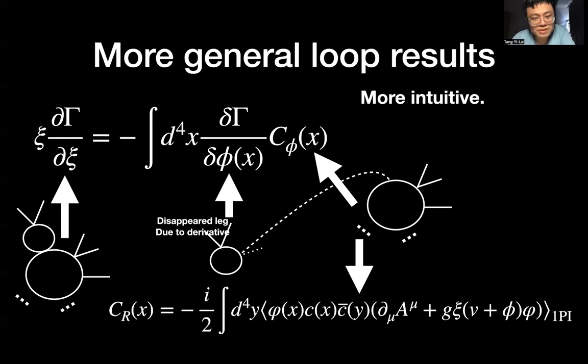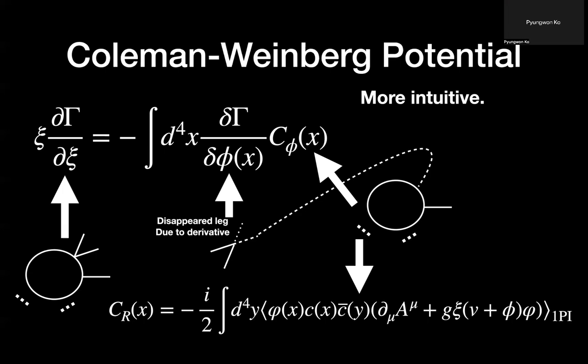Oh, one more question here. In the last equation, you have del mu A mu plus g psi v plus phi phi. What's the argument of these functions? Is it x or y? This depends on y. Okay, because if I write too many y's, the formula will be very long.